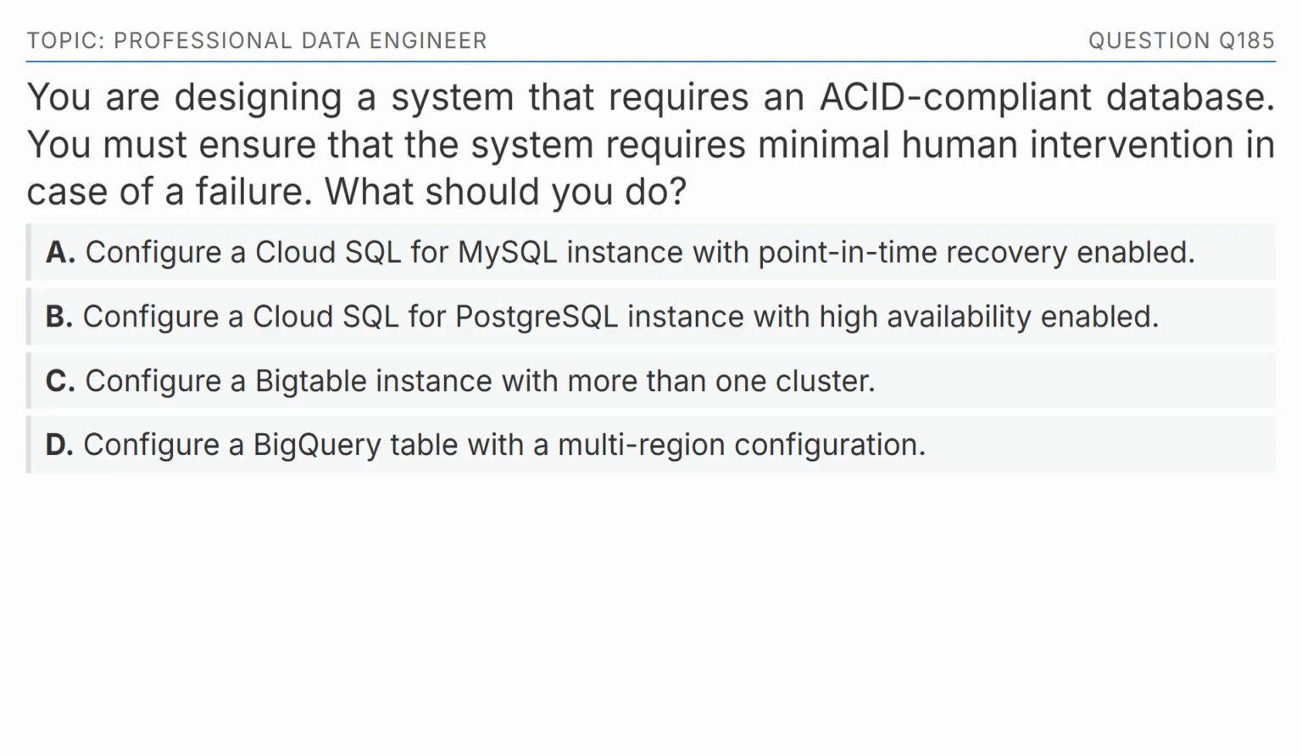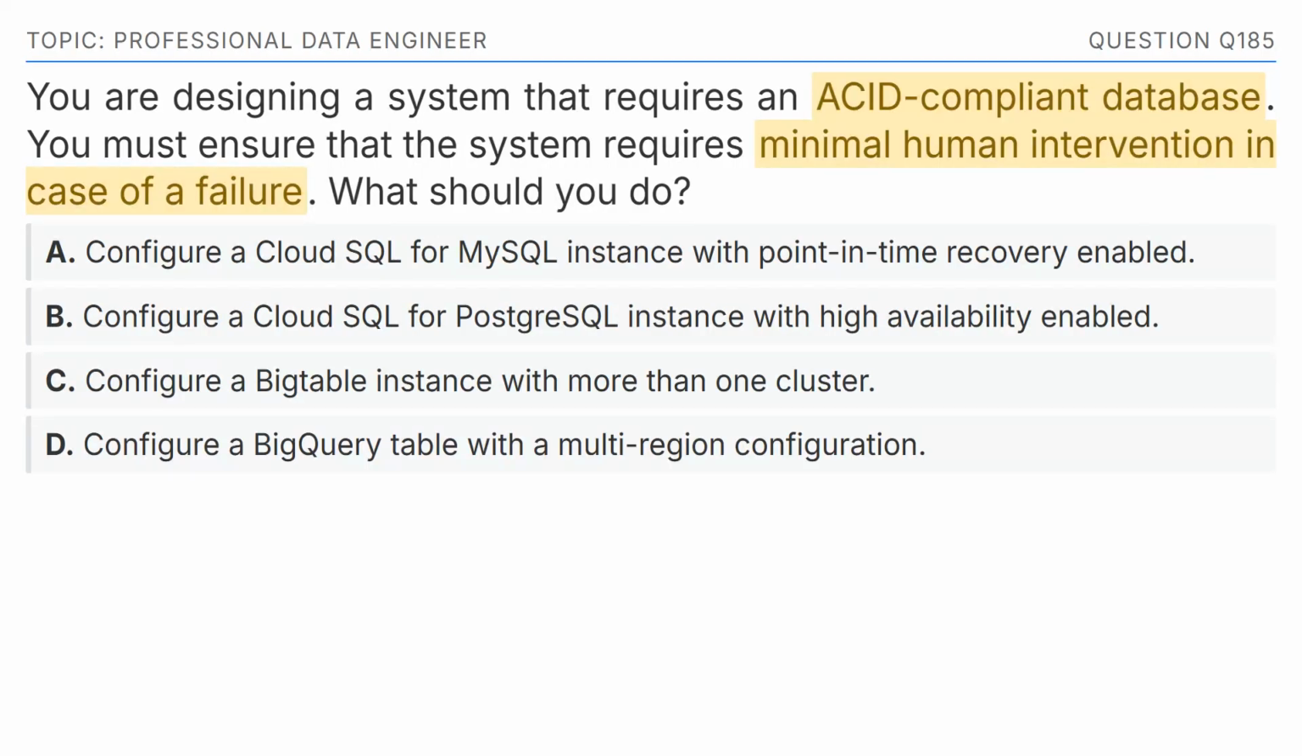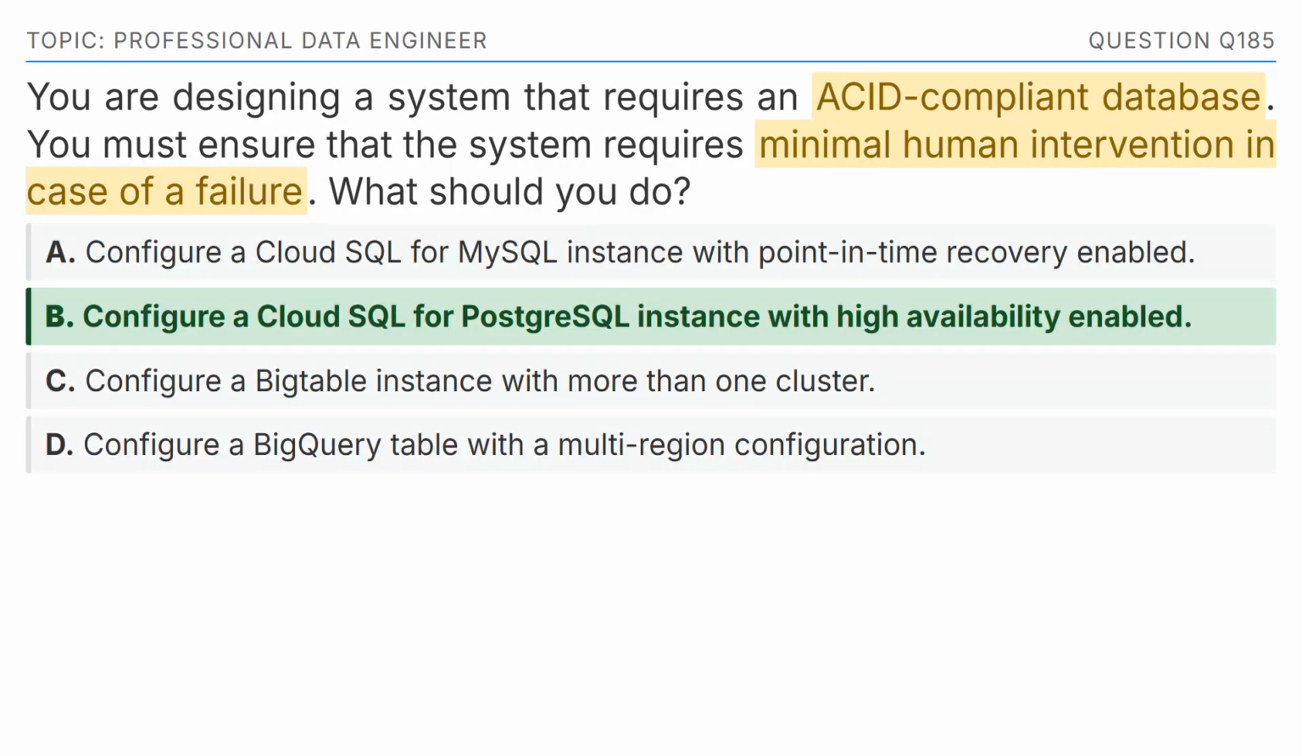Option C, configure a Bigtable instance with more than one cluster. Option D, configure a BigQuery table with a multi-region configuration. To arrive at the correct answer, we focus on the keywords: ACID-compliant database, minimal human intervention in case of a failure. The correct answer is option B.